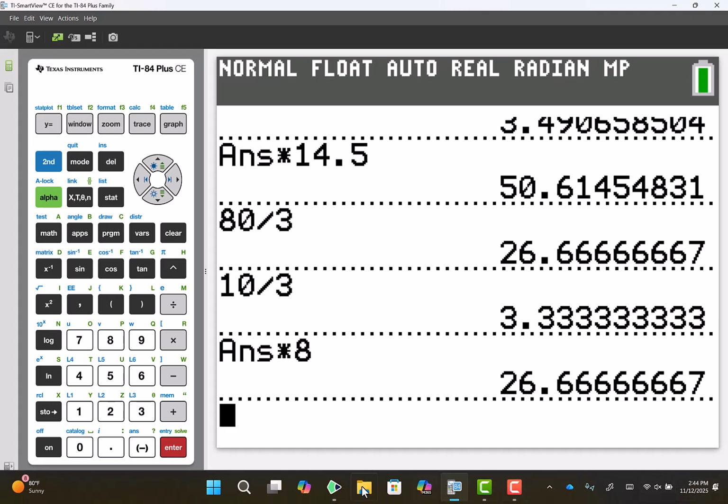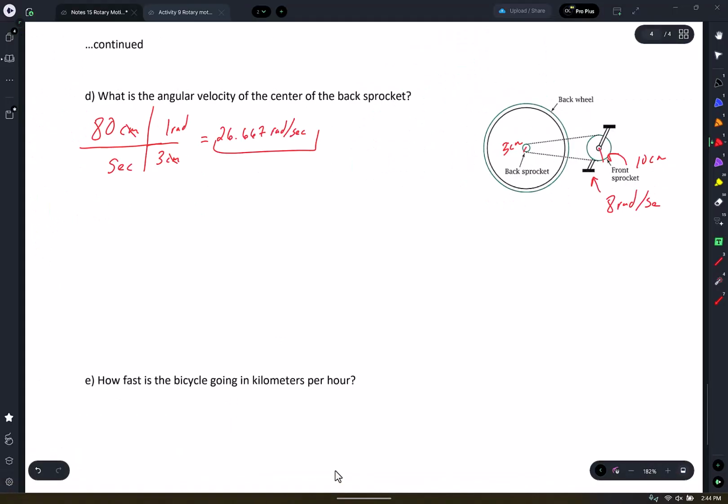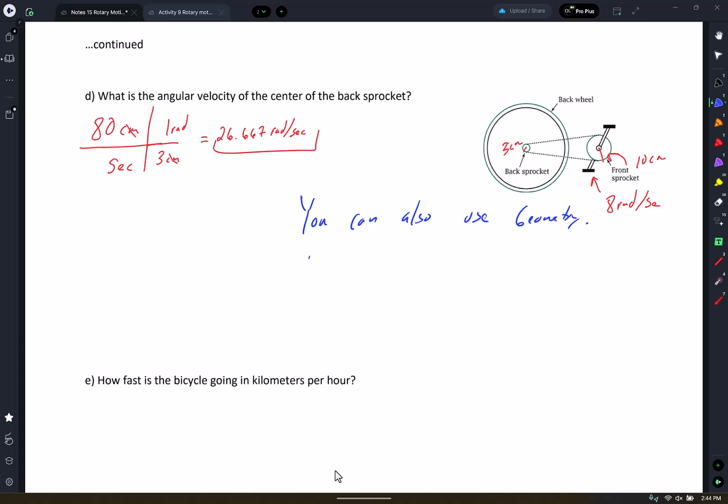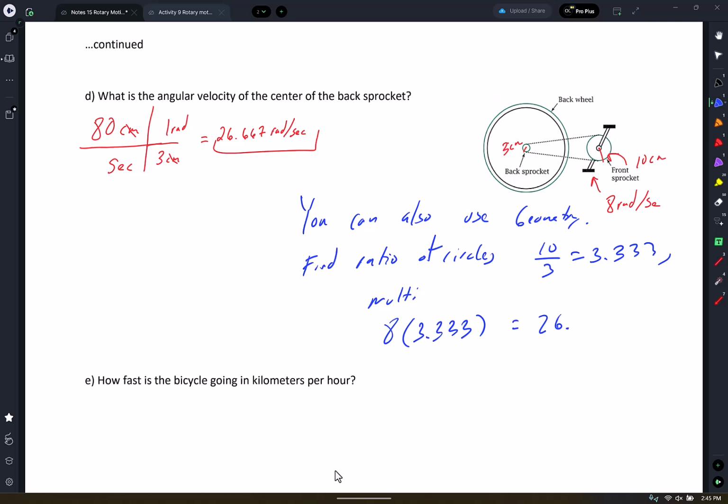Okay, you can write that down now. I guess I'll write it for you if you need it. I'm going to write it in different colors. You can also use geometry. Find ratio of circles. 10 divided by 3, which equals 3.333. And then multiply. So 8 times 3.333 equals 26.667 radians per second.